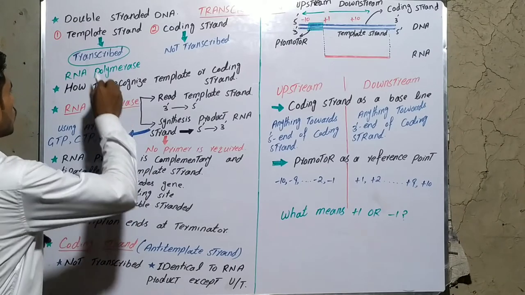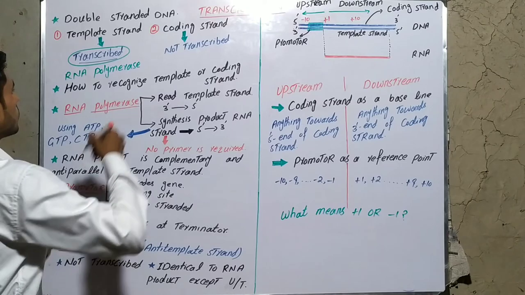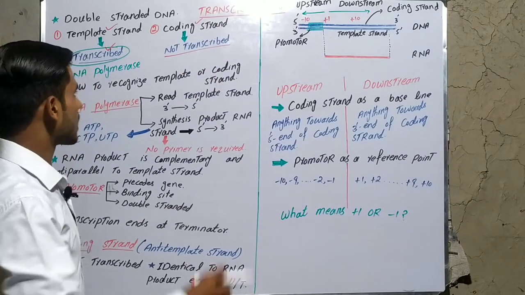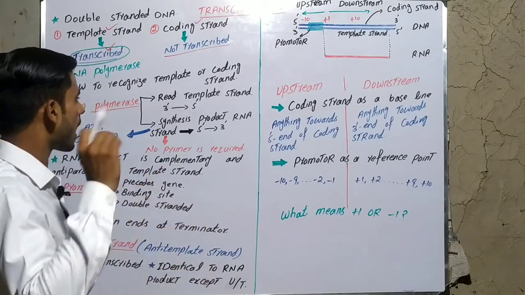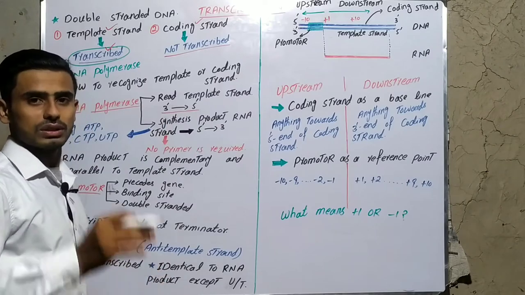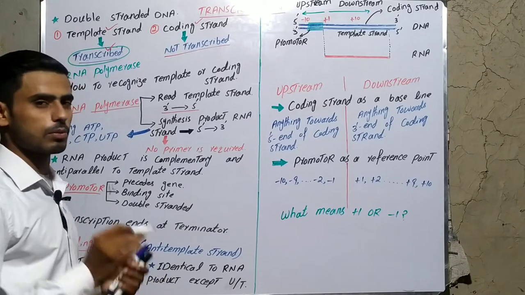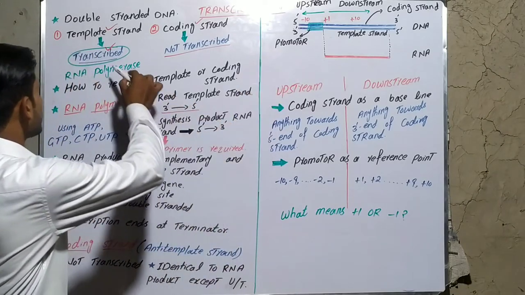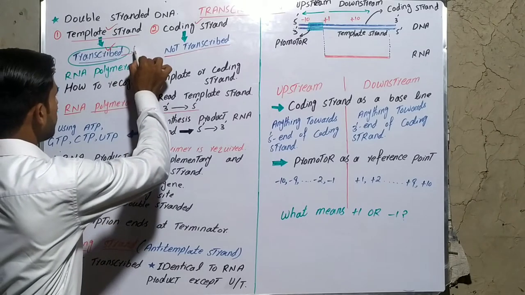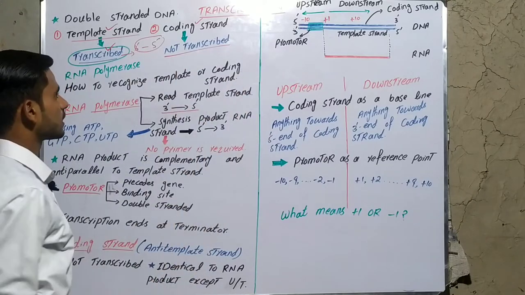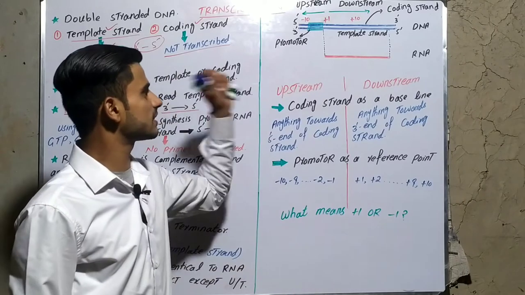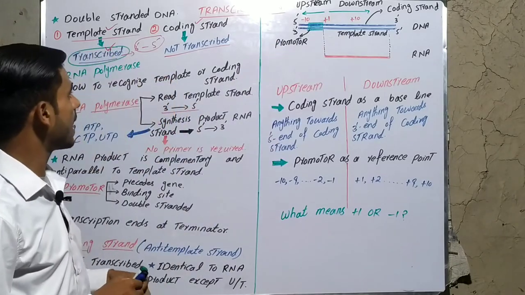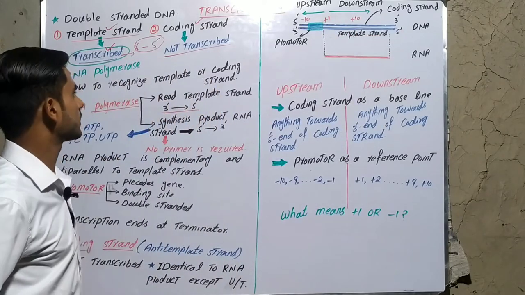The strand which is going to be transcribed is named the template strand, and the strand which is not going to be transcribed is named the coding strand. And you know that the strand which is going to be transcribed is every time read from 3' to 5', whether it is transcription or replication. Which strand are we going to transcribe? The template strand. So the template strand is read from 3' to 5'. So check which one is 3' to 5'. This one is the 3' to 5', which means this is the transcribed strand, the template strand, and the second one is the coding strand. I think this concept is understandable for you.